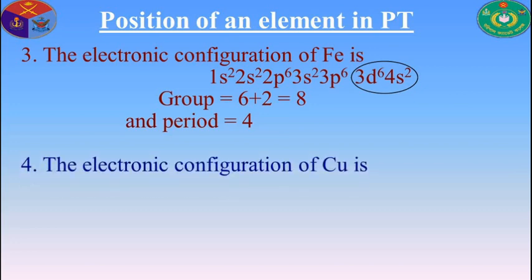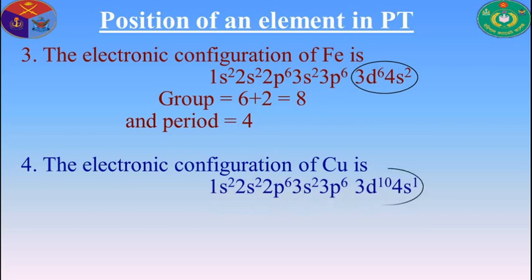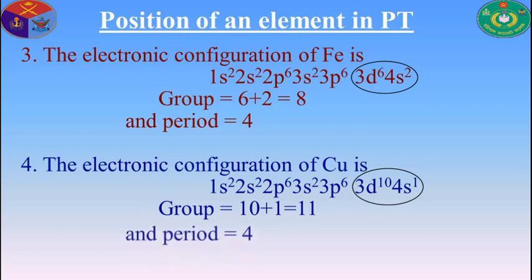And the last example, which is copper, and the electronic configuration is shown here. Here we see that the total number of electrons of the 3d and 4s orbitals is 11. So the group number is 11, and as the maximum energy shell of copper is 4, the period number will be 4 here.